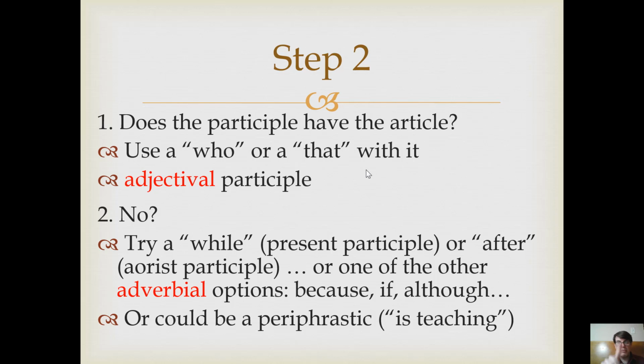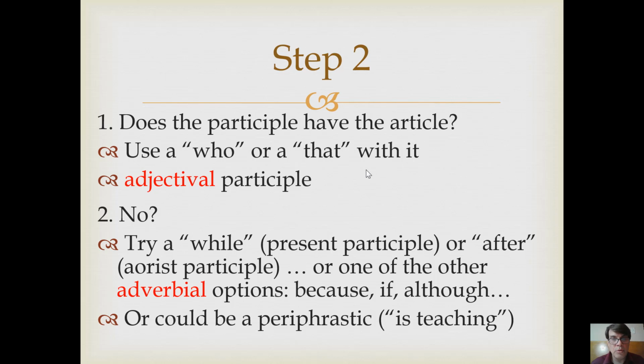So, is it an adjectival participle? Is it an adverbial participle? In which case, it's telling you about the verb, and you're going to use an option like while, or after, or because, or if, or although, or one of the other possibilities. Sometimes when it's adverbial, you can just leave it in the ing form, and it's just fine. Third option is periphrastic, and that's where it's being used with some form of the verb to be, like is, are, will be, or something like that. And I think in another video I've gone into periphrastics.